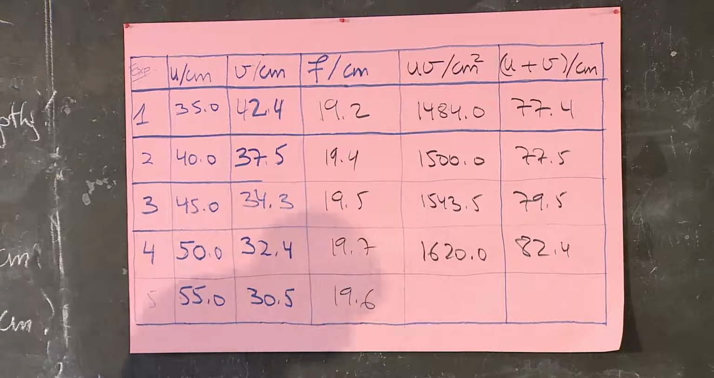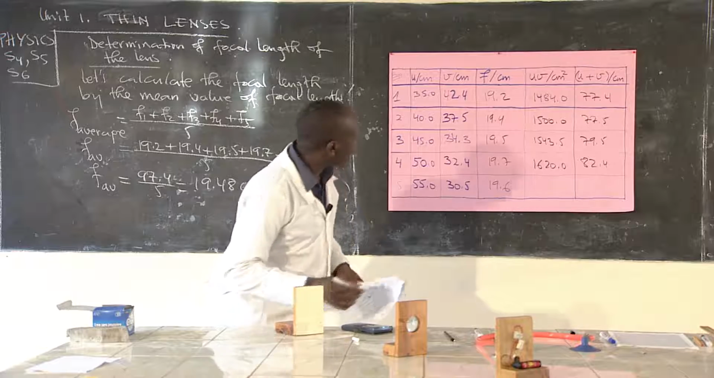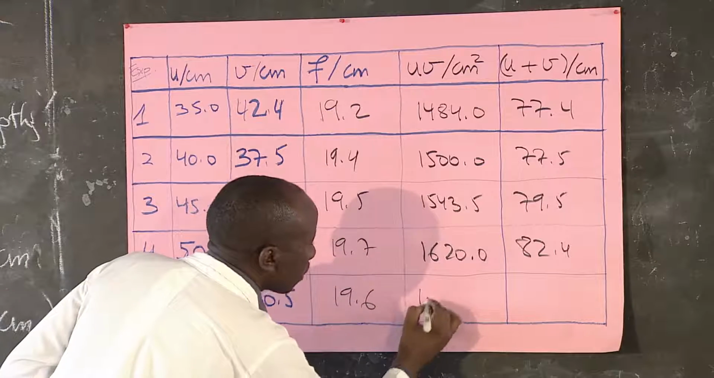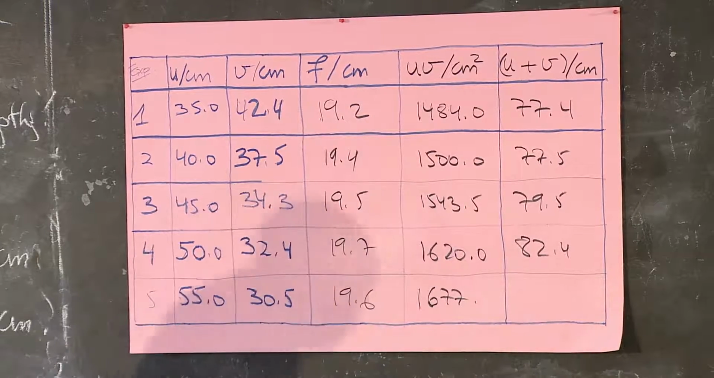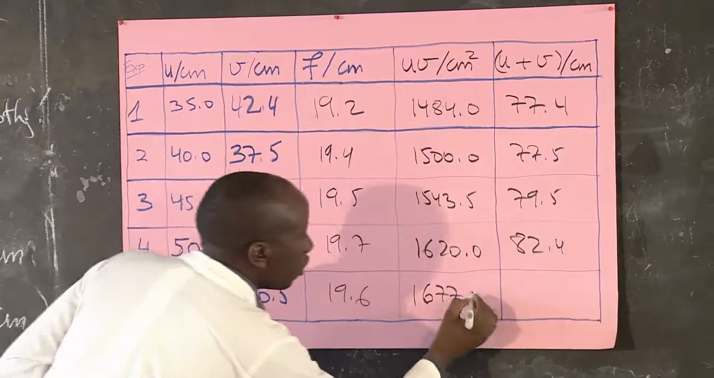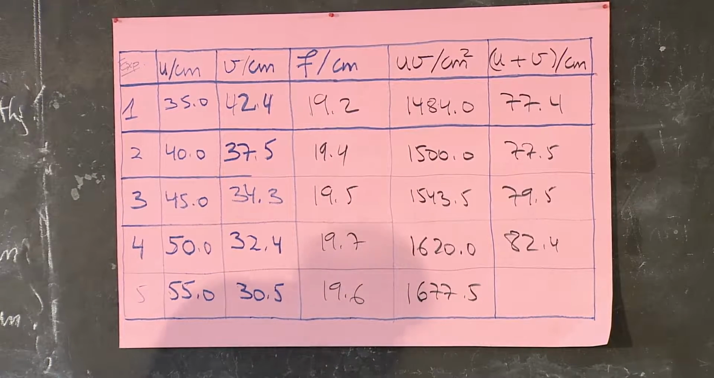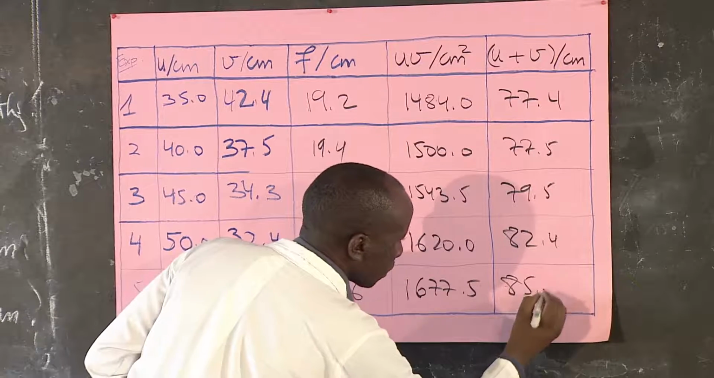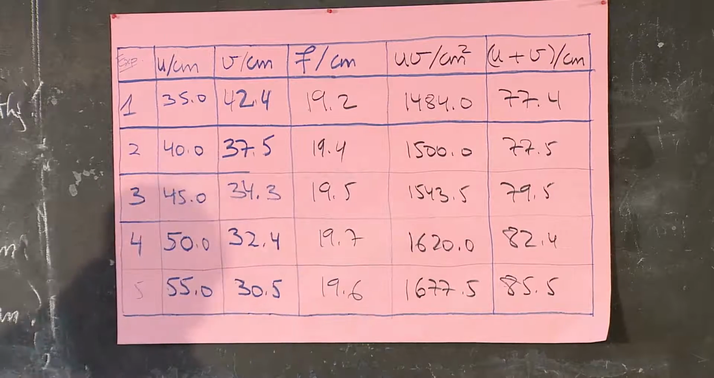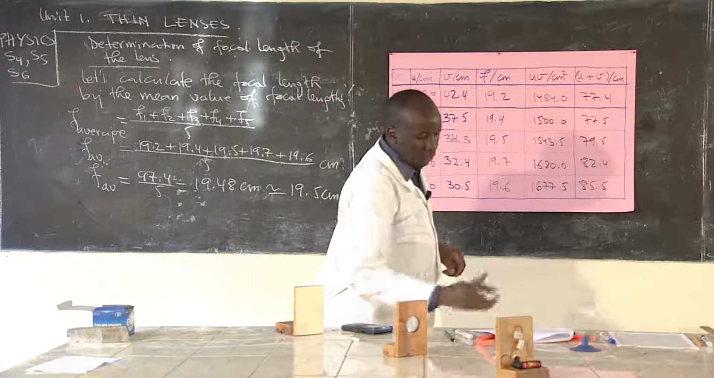So we go next to another one, and that was 55 times 30, and then we find 1,677.5. Okay, then the sum will be equal to 85.5. So I think we are done with the data according to what we have from the table.